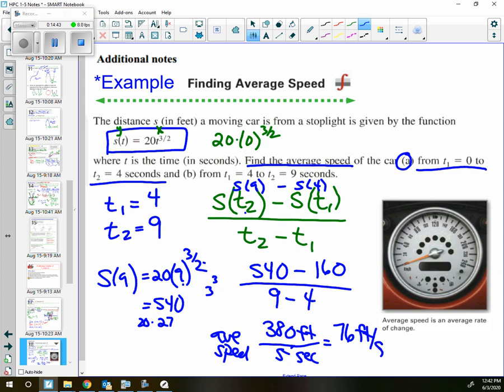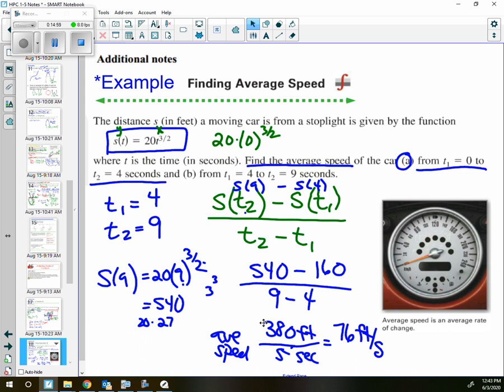So when we go from 4 seconds to 9 seconds, my average rate of speed actually increases. It's going 76 feet per second now. And think about it, as you accelerate, you keep going faster and faster and faster, right? So it starts off as a slower rate, and then it gets a little bit faster.